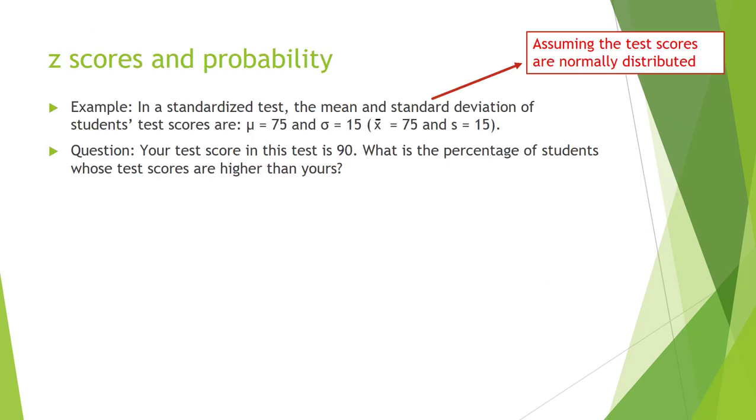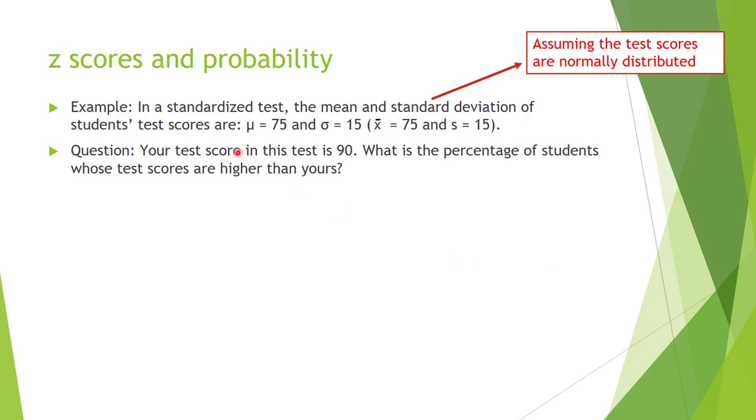Now let's come to our final topic, z-scores and probabilities. Before we talk about z-scores, I want you to first look at a question I would like you to answer. My question is like this. In a standardized test, the mean and standard deviation of students' test scores are: the mean is 75, and sigma, the population standard deviation, is 15.